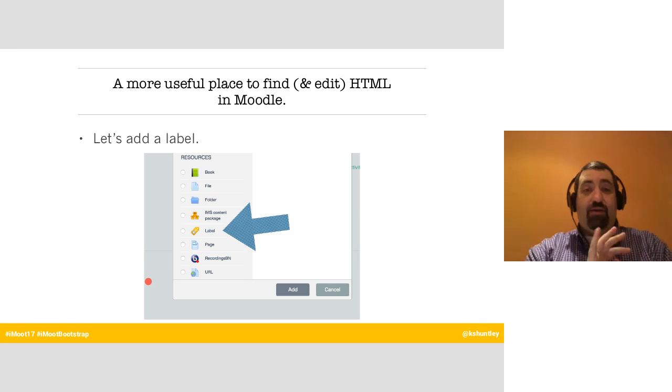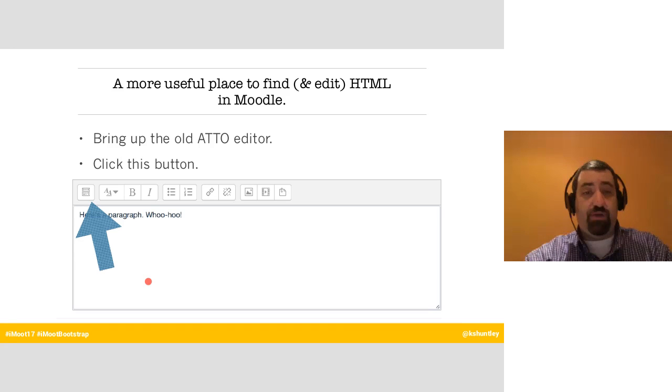So, a more useful place to find and edit the HTML in Moodle, instead of looking at that right-click view source, let's just start off simple. Let's just add a label. So you know what a label is? You just go, we're going to add a label. It's just a little block of code. It brings up the Atto editor. Maybe in some systems it's still bringing up TinyMCE. That's all right. I wrote this one for Atto, so I'm sure you can find it on TinyMCE as well. So up comes your Atto editor.